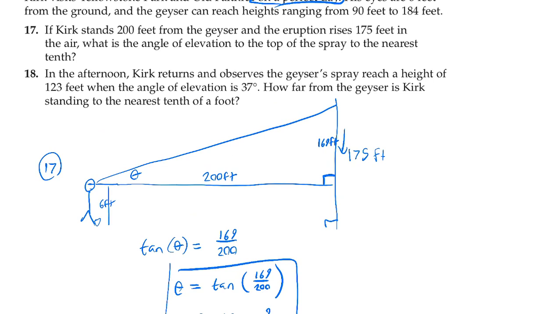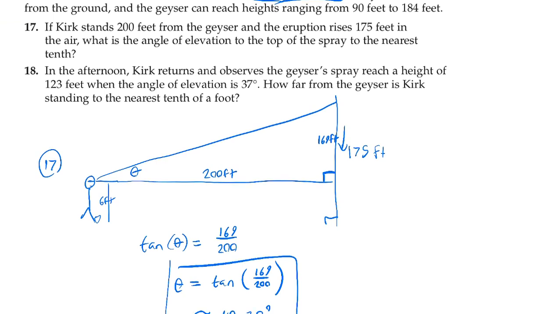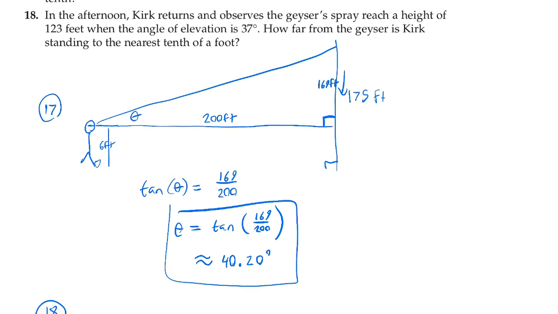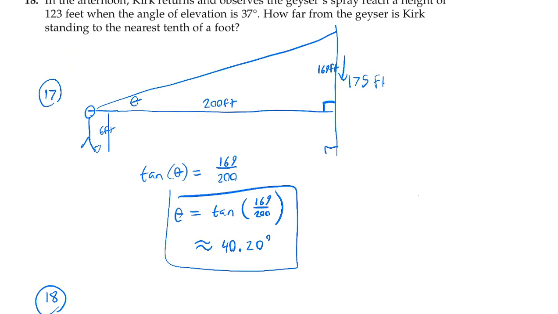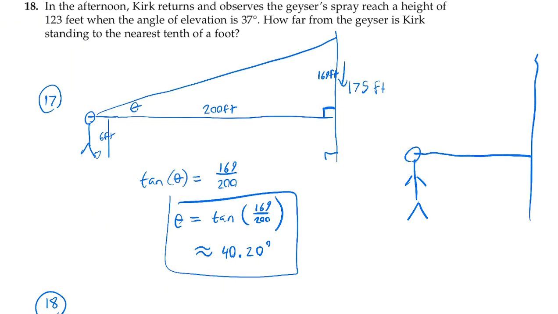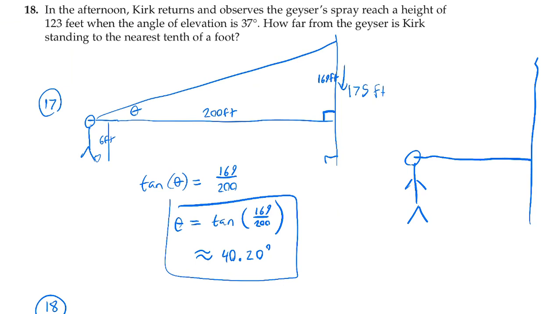In the afternoon, he returns and observes the geyser spray reaching a height of 123 feet when the angle of elevation is 37 degrees. So how far is he away now? Because he's not standing in the exact same spot, right? So he's in a different spot. Now this time, I'll draw him over here. Again, his eyes are off the ground. He sees this thing being 123 feet high. So that's 123 minus 6, which gives us 117 feet from his eye level. He's looking up at an angle of 37 degrees. So the question is, how far from the geyser is he?